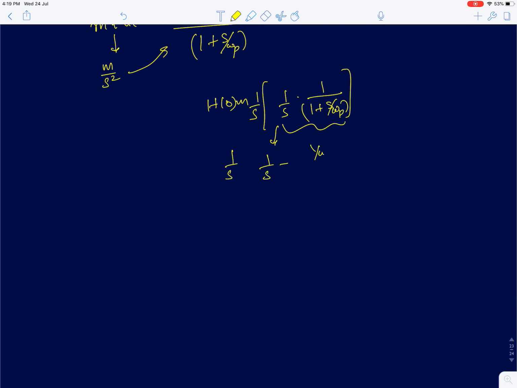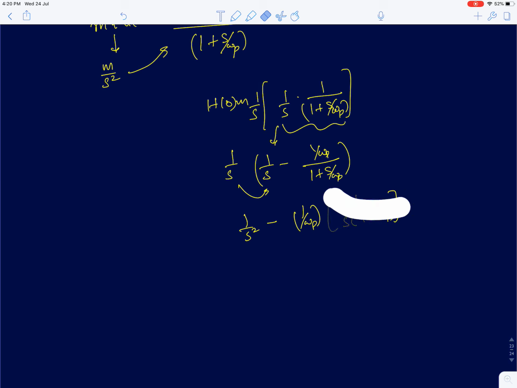So you'd get, now again when you take 1 by s inside, you'd get 1 by s square minus 1 by omega p into, again you would have a term 1 by s by omega p. So this I'll expand it using partial fractions. Again I would get 1 by s minus 1 by omega p into s by omega p. So the whole thing is multiplied by m into H of 0.